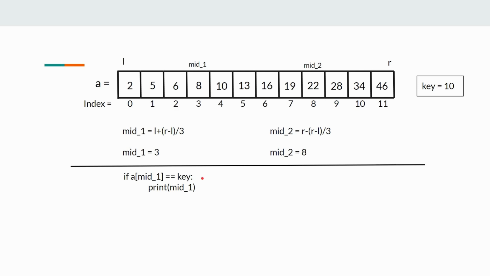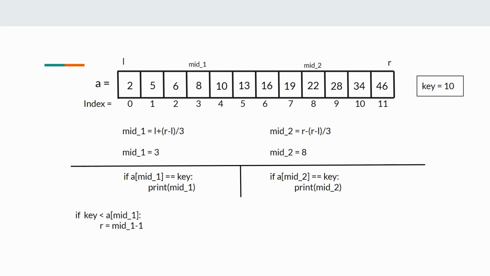So similarly, we check if array[mid 2], the element at the mid 2 index, is equal to key. Here we can see that at the mid 2 index we have 22, which does not equal the key. If it did, we would have printed the mid 2 index number. Since it isn't, we have to go down to the further conditions, where we check where the given key might be situated.